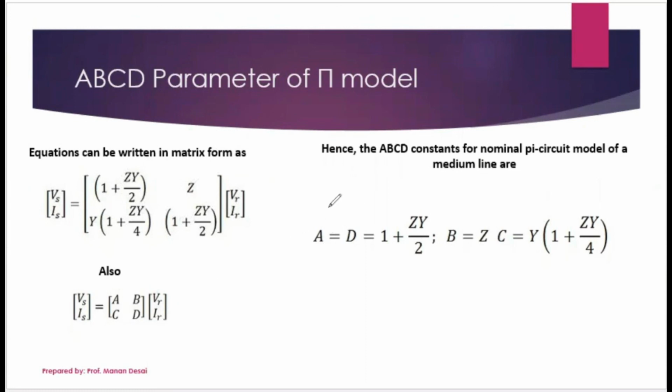So we fulfill the conditions. A is equal to D is equal to 1 plus ZY by 2. A and D are the same, B is equal to Z, and C is equal to Y times 1 plus ZY by 4. So here we have completed our ABCD parameters of the pi model, also with the vector diagram.